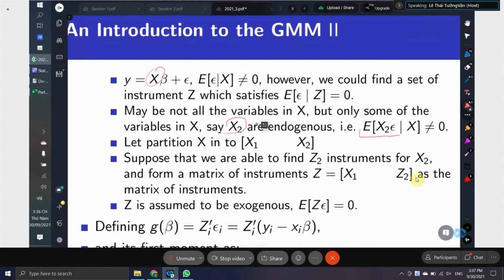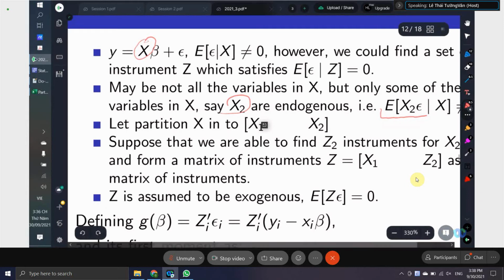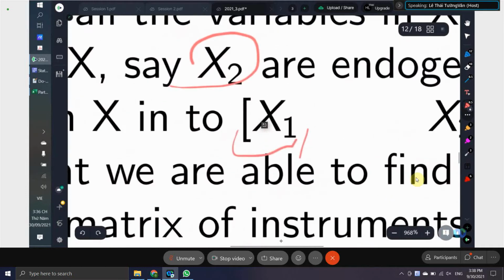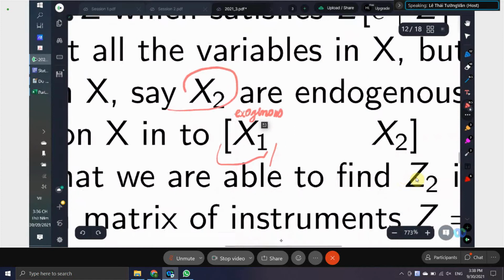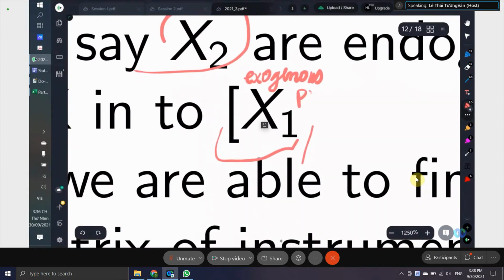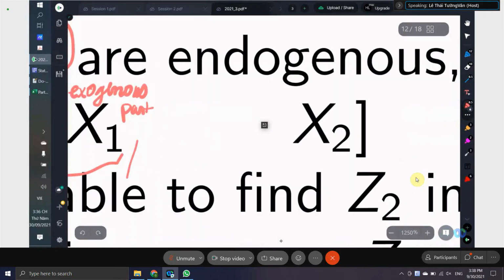In order to make the problem explicit, we will partition the explanatory variables into two sets. One is X1, which is the exogenous part, and X2 includes all the endogenous variables.